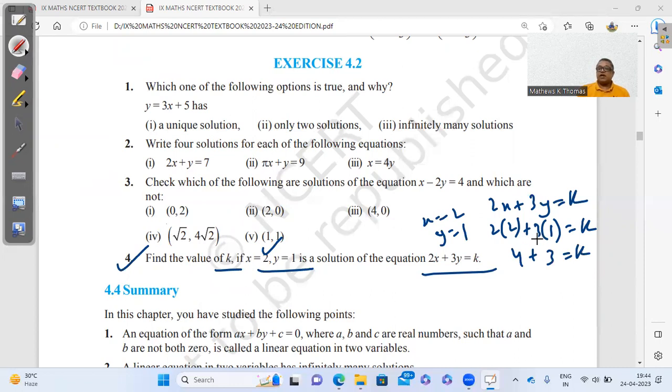Always multiply first, don't add. BODMAS rule, multiplication has to be done first. Brackets have to be solved. So 4 plus 3 is 7. So therefore we get the value of k as 7.